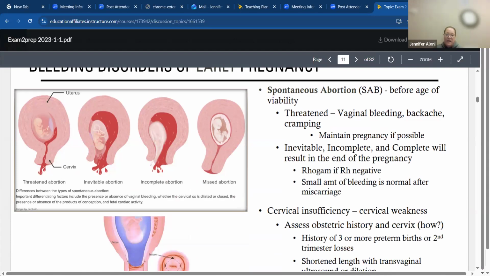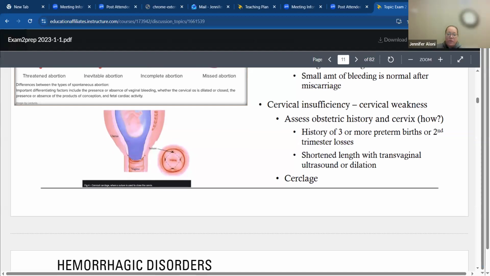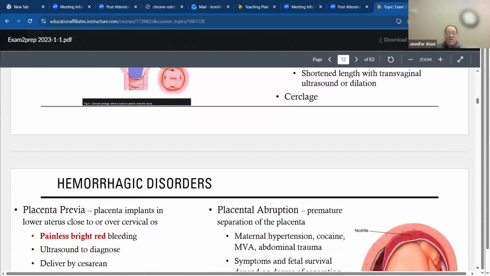Can be because of a cervical insufficiency or cervical weakness. And always, a history of 3 or more preterm babies is going to be a thing. Cerclage is when you tie a stitch so that your cervix doesn't open.